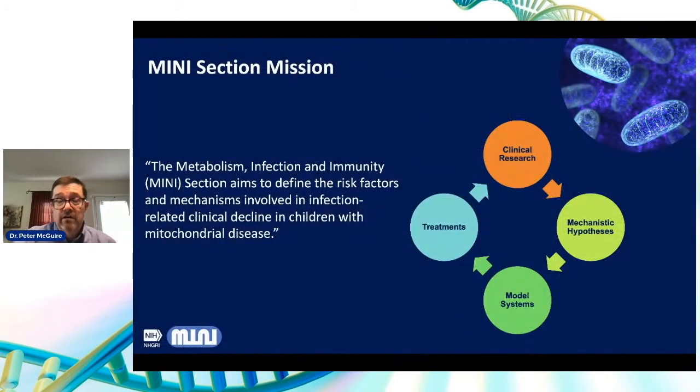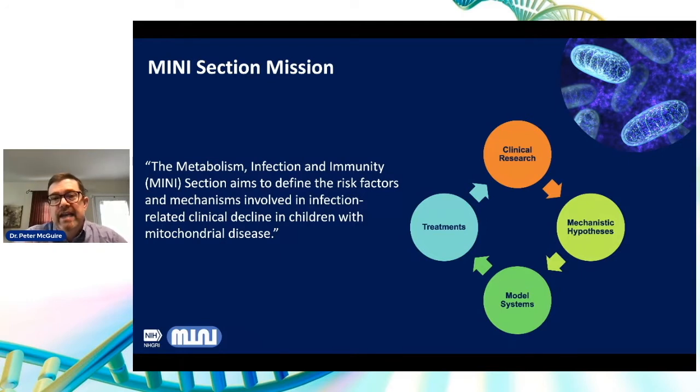So the mission of our section at NIH is to define some of the risk factors and mechanisms that are involved in infection-related clinical decline in children with mitochondrial disease. And to do that, we start with clinical research. We have patients who come from all over the country to the NIH Clinical Center. And from that, we form questions about their disease and why they may be having difficulty with infection. And then we develop model systems. Those model systems may be based on animals or on material that we collect from patients.